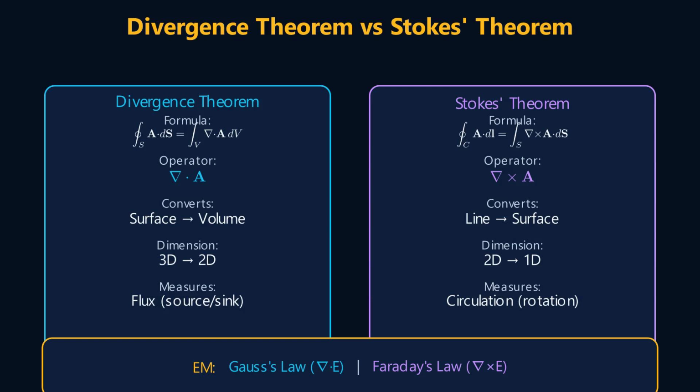The flux of E through a closed surface equals the enclosed charge divided by epsilon 0. And Faraday's law is Stokes' theorem applied to E. The circulation of E around a closed loop equals minus the rate of change of magnetic flux. So these two theorems are the mathematical backbone of Maxwell's equations.